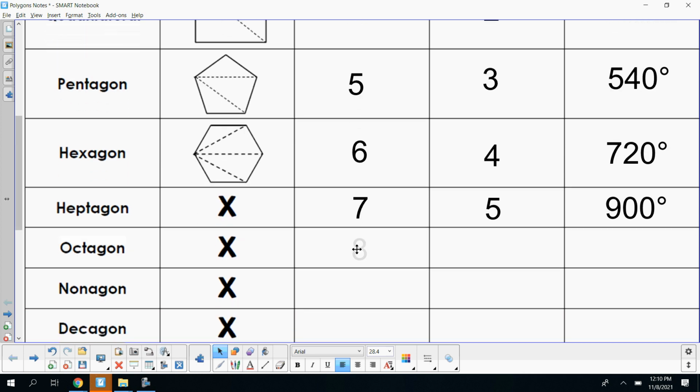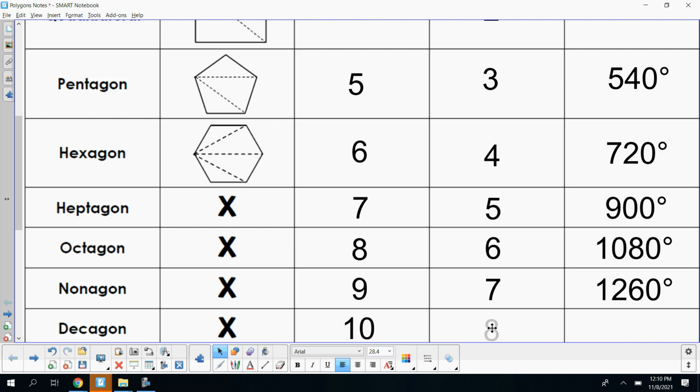Octagon, 8 sides. Number of triangles is 6, and the sum of the interior angles is 1080. Nonagon, 9 sides. 7 triangles. Sum of the interior angles is 1260. And then a decagon is 10 sides. Can fit 8 triangles inside, and the sum of the interior angles is 1440.